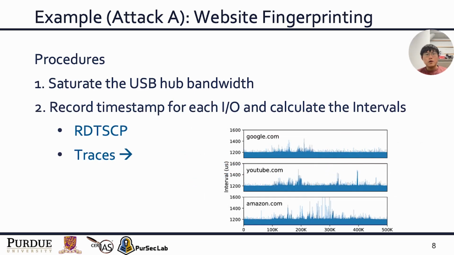In the second step, the program records the timestamp for each I/O access using RDTSCP, then calculates the intervals between them. When the victim accesses different websites, it generates different network patterns. These patterns cause varying levels of congestion on the USB hub. This picture shows traces collected when accessing different websites, and we can clearly see that the patterns are distinct.